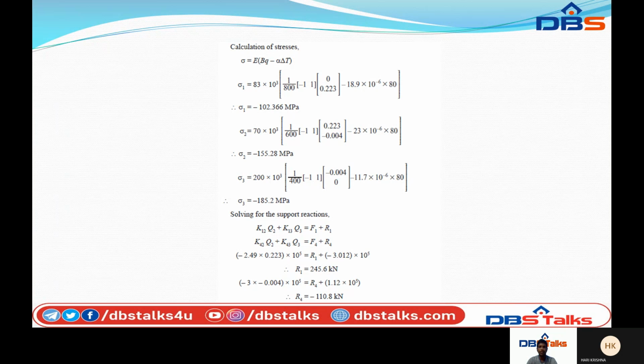But I'm calculating the support reactions based on K12 Q2 plus K13 Q3 that equal to F1. K42 Q2 plus K43 Q3 that equal to F4 plus R4. Finally, the reactions will be R1 that equal to 245.6 kilonewton, R4 that equal to minus 110.8 kilonewton.